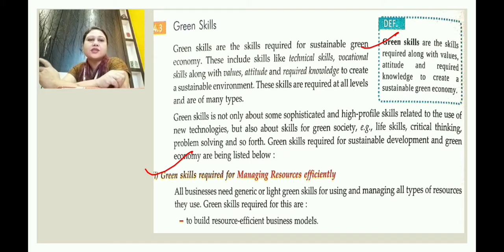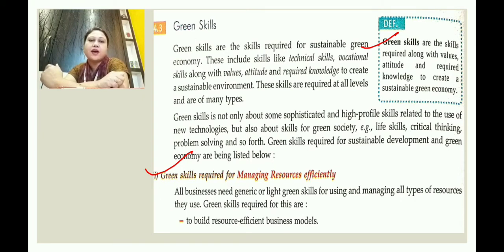Now green skill is not only about some sophisticated, or you can say high profile skill, okay, which is only related to new technologies. Okay, it is the skills for a greener society. That is, for example, you can say life skills or critical thinking, okay, problem solving. So all these skills are required in order to have a sustainable environment. And green skills which are required for a sustainable environment as well as for the green economy are listed below.